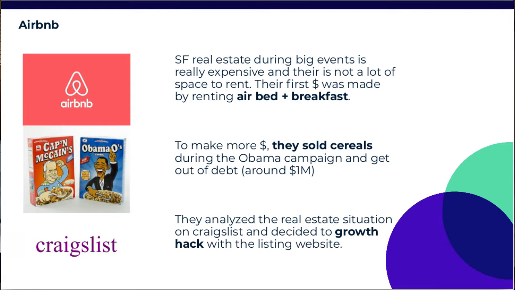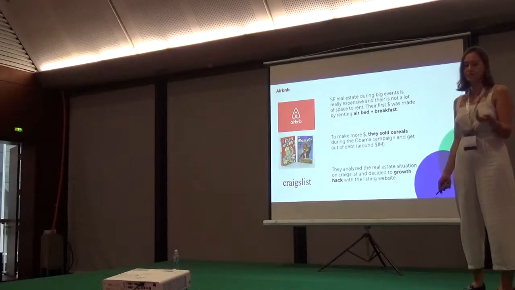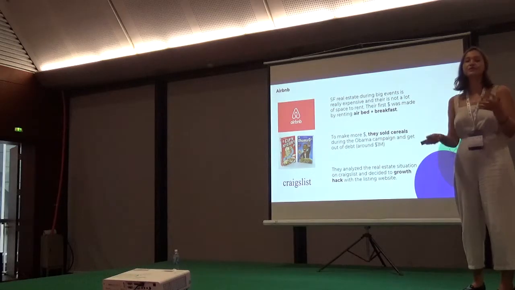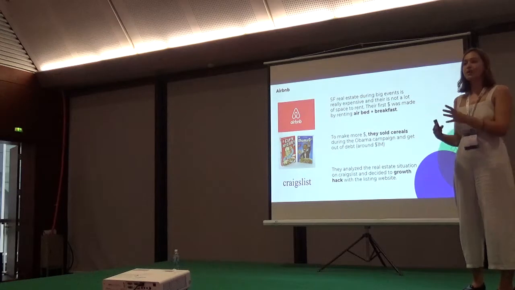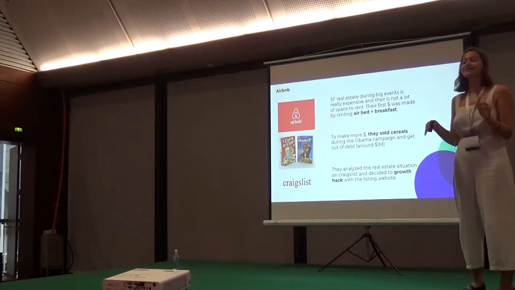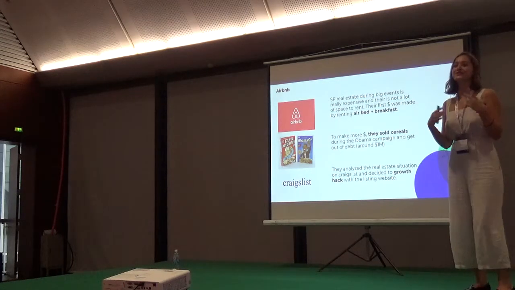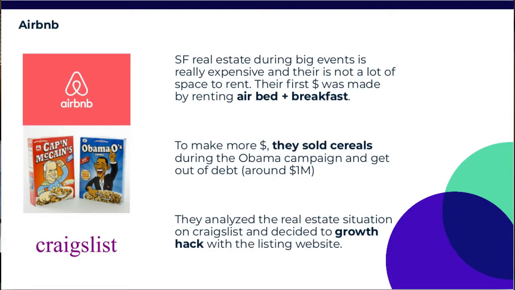Okay, so we wanted to help you understand the different principles by taking the example of Airbnb. Airbnb focused on the problem of housing when there are big events. San Francisco is really expensive, so they had some issues paying the rent and finding housing when on holidays. And what could you do to actually solve this problem?